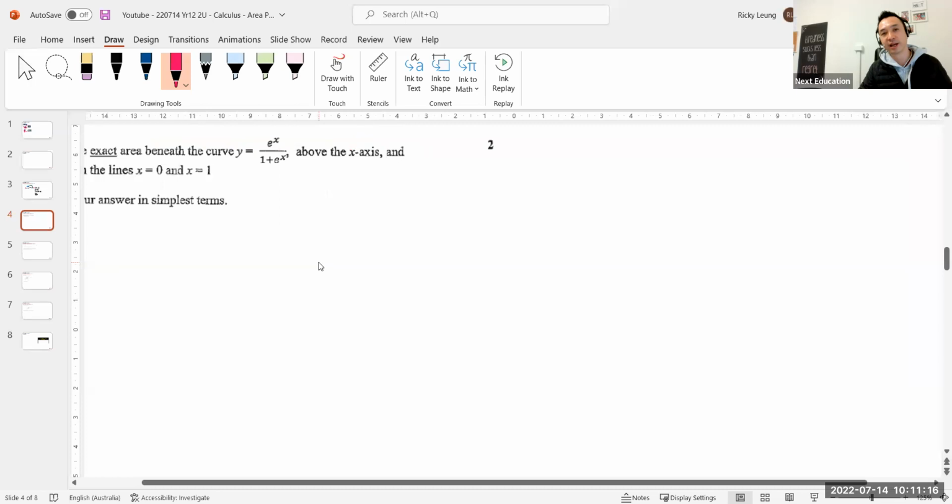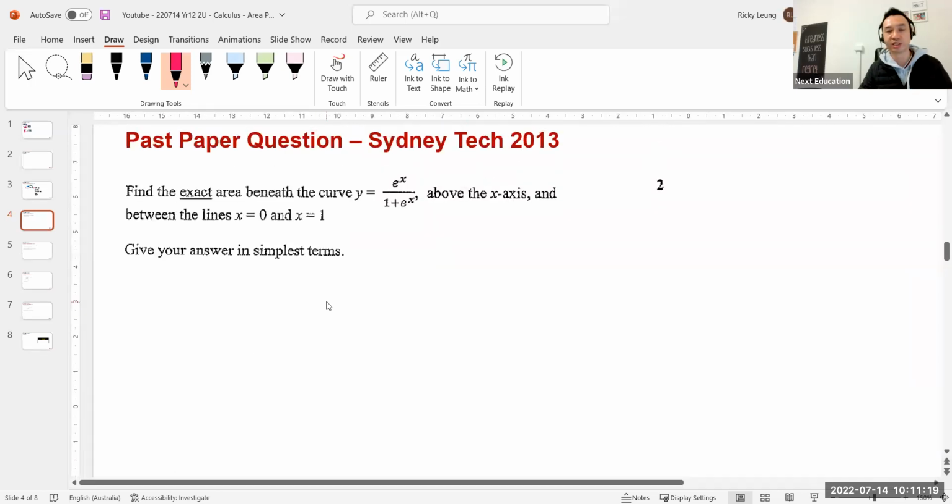Sydney Tech. Now, sometimes some of the questions that you see will not have a diagram. So you don't need to know what this diagram looks like, but let's see: find the exact area beneath the curve above the x-axis. A tricky part is that I don't really know whether this spans positive and negative, but I do actually, everything about e^x is positive. So if I was to draw a graph, doesn't matter where it is, but if you were to consider drawing this, I would add 1 and -1.